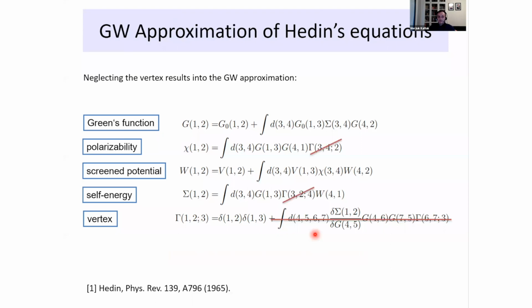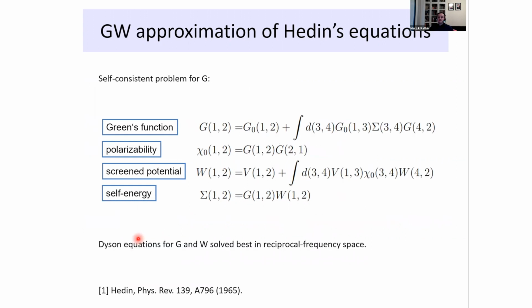So that's why Hedin actually proposed this GW approximation with only these bubble diagrams in the screening. And this GW approximation assumes that you forget about the vertex, and then it cancels out here in these integrals, and you end up with a reduced version of the equations for the GW approximation of the system. So once again, we have to determine the Green's function, the irreducible polarizability, the screened potential, and the self-energy.